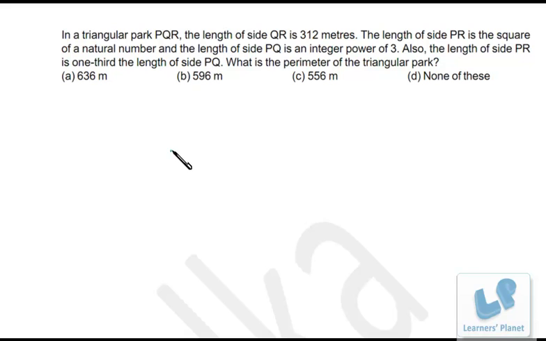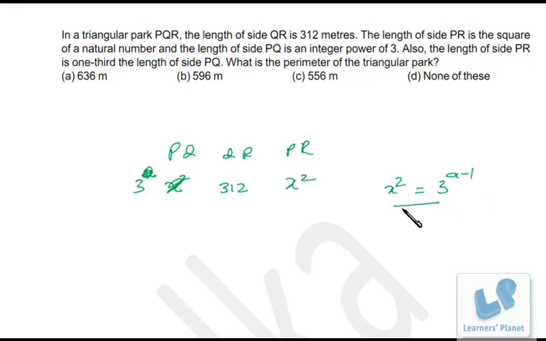Now friends, here PQ, QR and PR. QR is already given, that's 312. Length of side PR is the square of a natural number, so I take that as x square. And the length of side PQ is an integral power of 3. Suppose 3 raised to a. The length of side PR, that is x square, is 1/3 of the length of side PQ, that is 3 raised to a minus 1, that is 1/3 of 3 raised to a. Now till here the story is very easy, very clear.